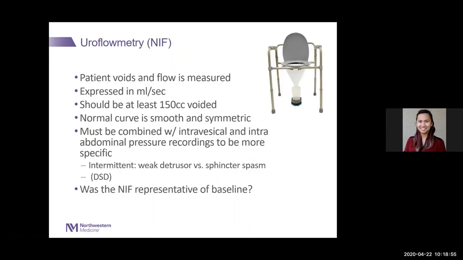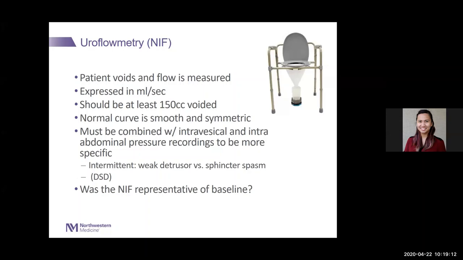So what's a uroflow? Well, it's pretty simple. The patient pees into something that measures their flow. And there are different ways that can be measured; by weight is one of the common ways. It's expressed in milliliters per second. And the patient should void at least 150 milliliters for it to be valid.